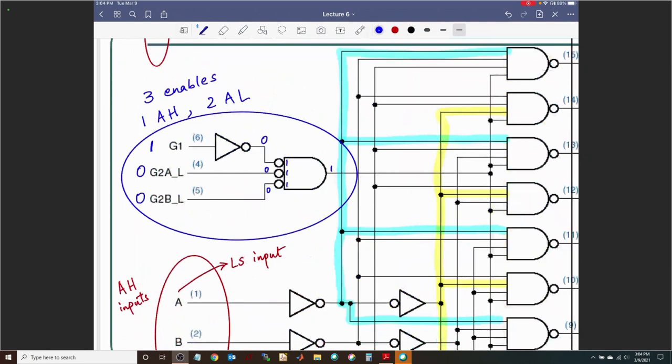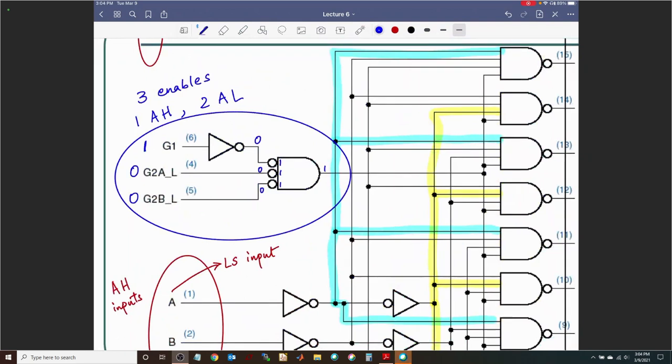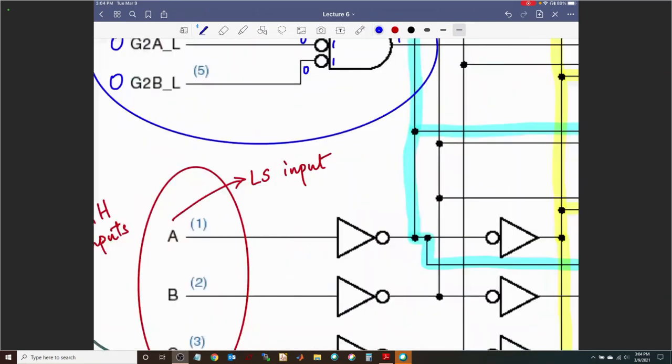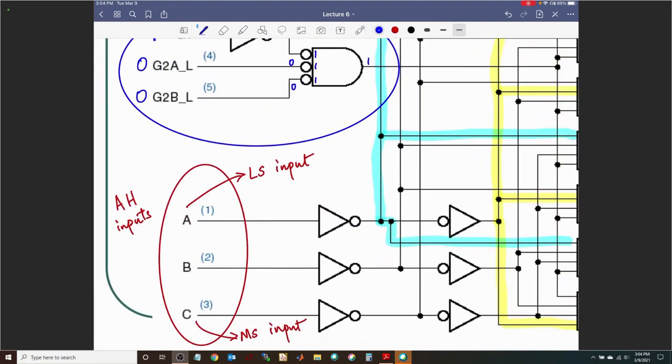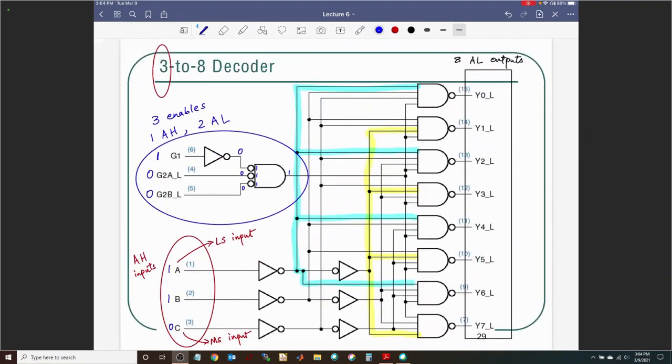So I've given you guys G1, G2A underscore L, G2B underscore L as 1, 0, 0 respectively. And let us say our inputs are 1, 1, 0. So 1 here, 0 here. Which output is active in this case? Y3 underscore L is active. Beautiful.